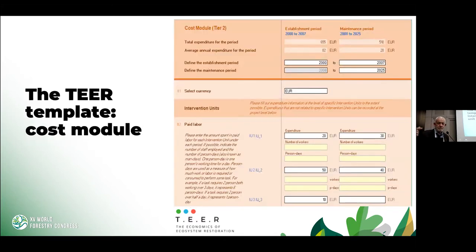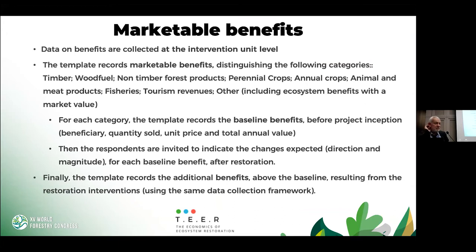Next slide, please. And then for each of these units, we ask the manager to compile all the costs: the seeds, the labor, the income foregone when it's an exclosure, all these kinds of costs. And when it is a cost for the whole project, it is broken down so that it comes back also to the intervention unit. Next slide, please. So this has been done in a very detailed way for the costs, using available methodologies, of course, and then we do the same for the marketable benefits.